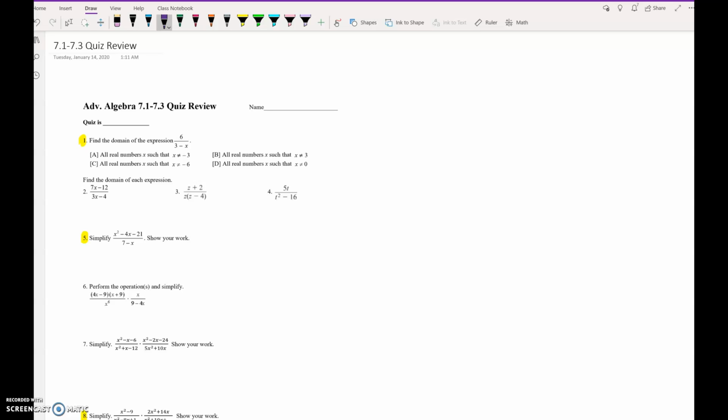Find the domain of the expression. Remember that the domain is the x values that work in the equation, or in the expression. It's usually all real numbers, but when we have something like this with division, remember that the number 1 rule in math is you can't divide by 0. So you have to think about, when does the denominator 3 minus x equal 0? So 3 minus what number is 0? And that answer would be 3, because this 3 minus x can't equal 0.